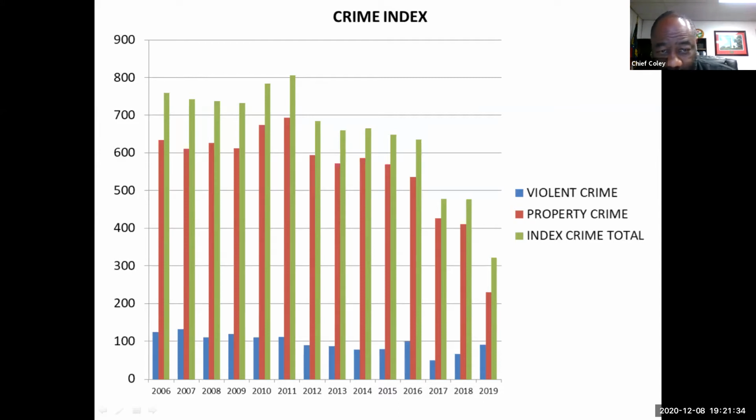Overall, our crime index is at its lowest point it's been. So we hope to make this the new trend and also reduce the violent crime trend and keep heading in the right direction.